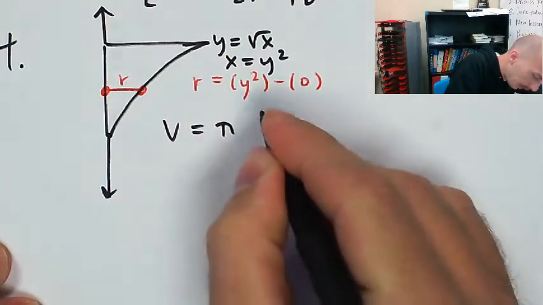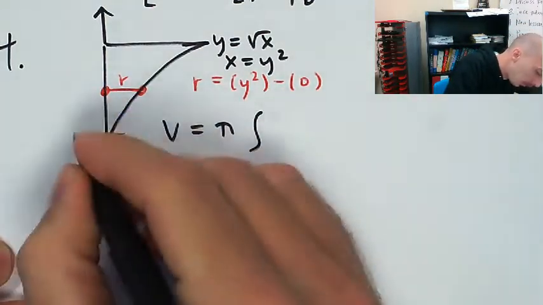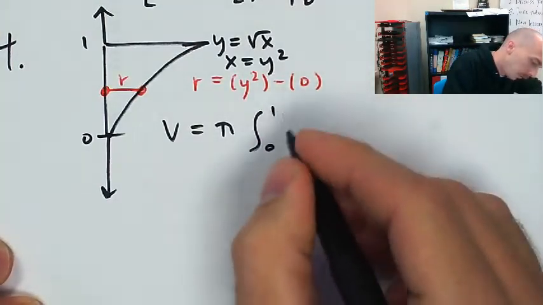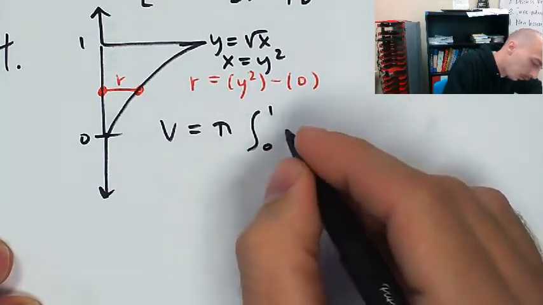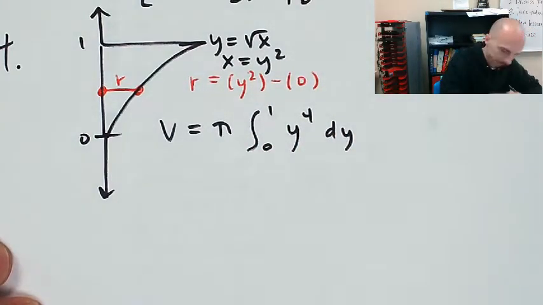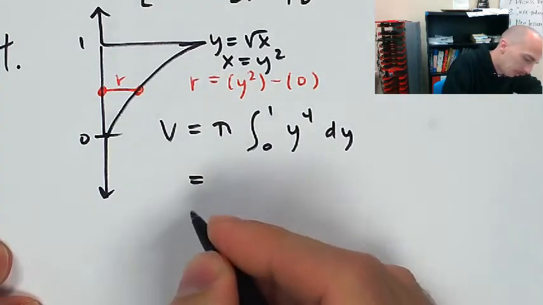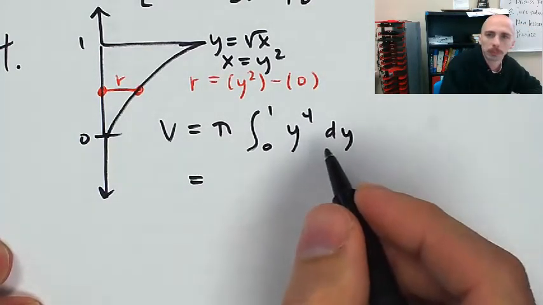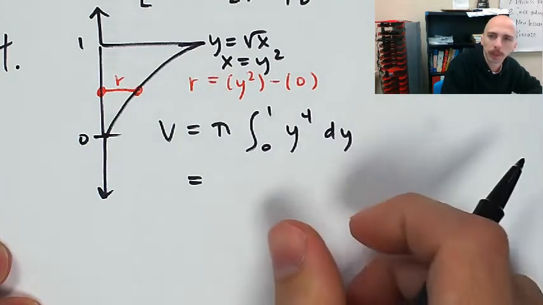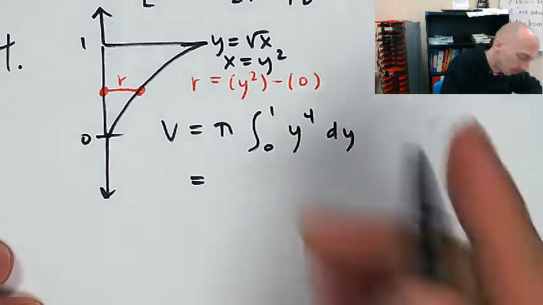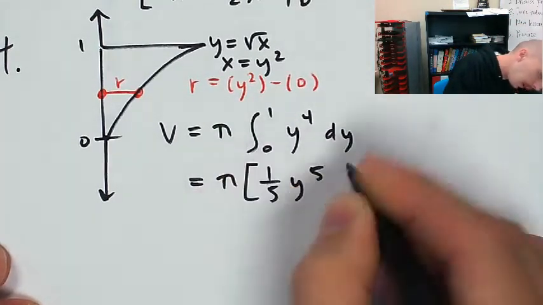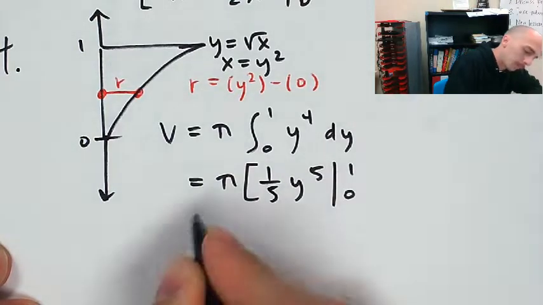Volume is going to be pi times the integral from y equals 0 up to y equals 1 of, well, r squared is y squared squared dy. And that's going to be, hold on, why am I tripping up on this? Oh, 1/5 y to the 5th multiplied by pi, letting y run from 0 to 1.